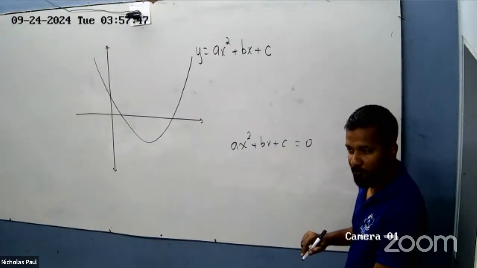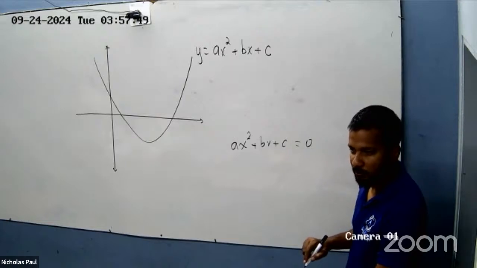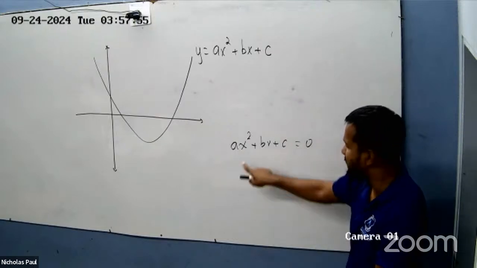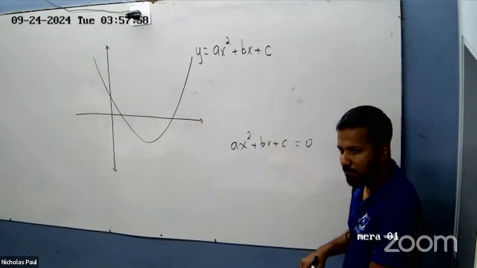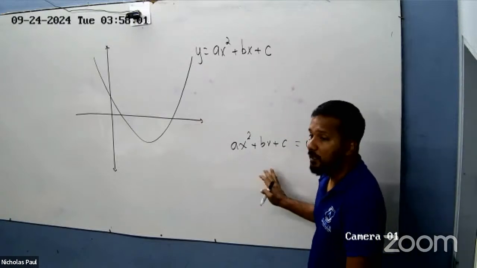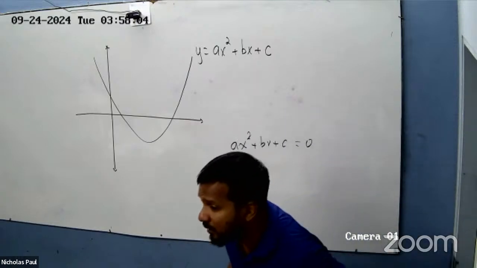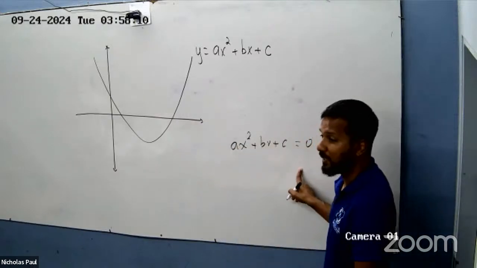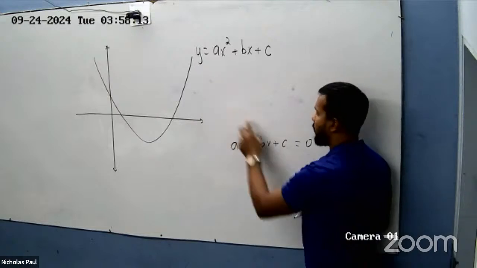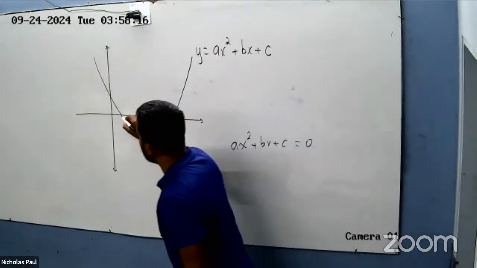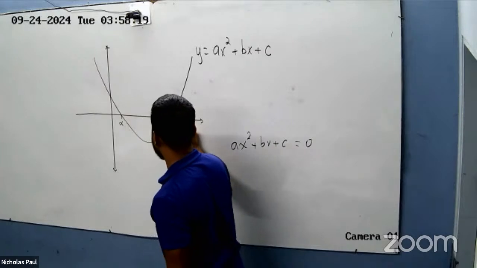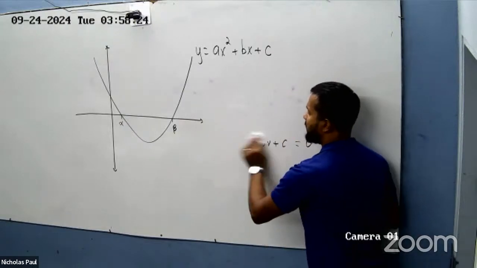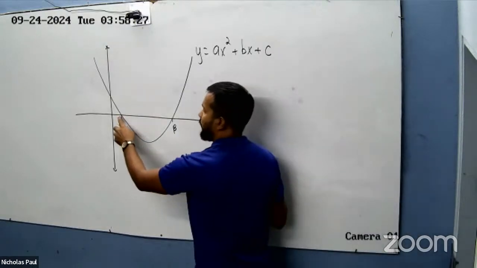All x-intercepts. So whenever we solve the quadratic equal to 0, we solve for the x-intercepts. Let's call them alpha and beta. Whenever we solve equal to 0, we obtain these two values.